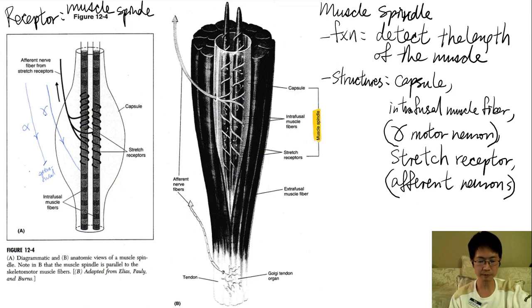So let's take a look at the pictures here. Let's take a look on the right-hand side of this picture. Okay, this picture is easier to see. Capsule is basically a membrane sac that wraps around the entire muscle spindle, everything. So it's like protection, you know, wrap around everything. And then inside the capsule, you have two cylindrical things here. This is what we call the intrafusal muscle fiber.